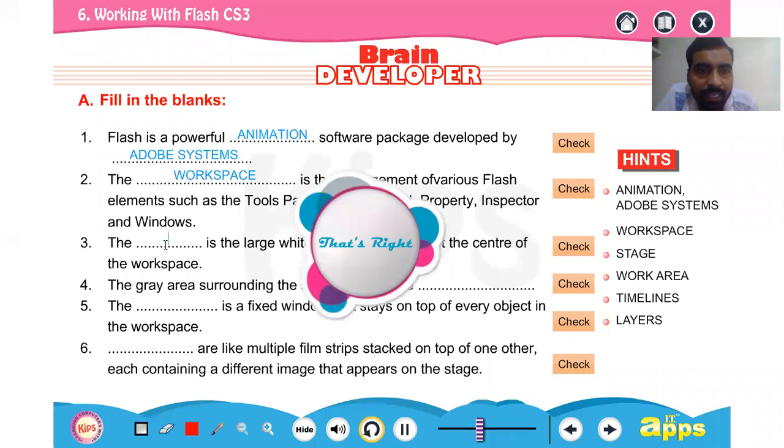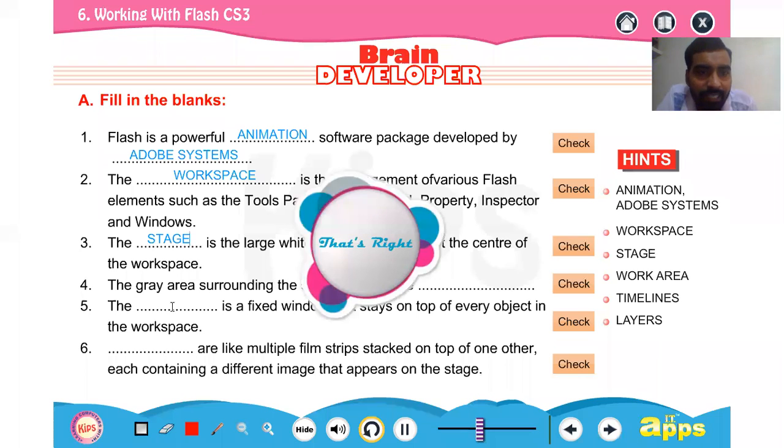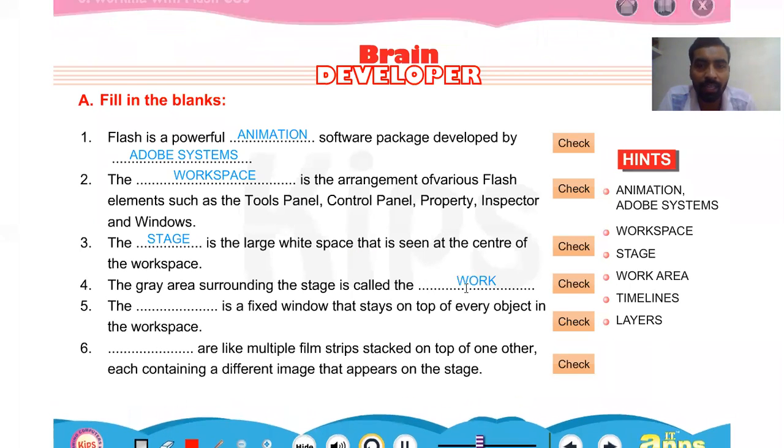Next, the dash is the large white space that is seen at the center of the workspace. It is Stage. Very good, stage. Next, the gray area surrounding the stage is called the Work area. This is the work area.